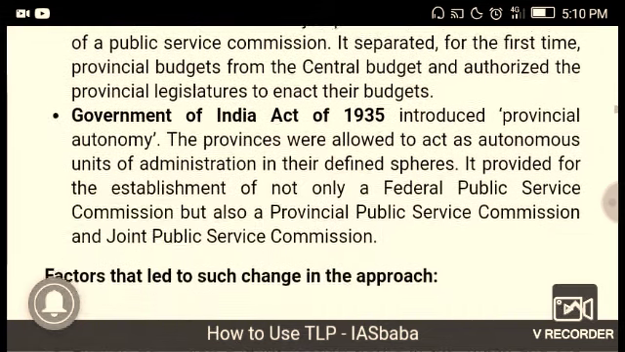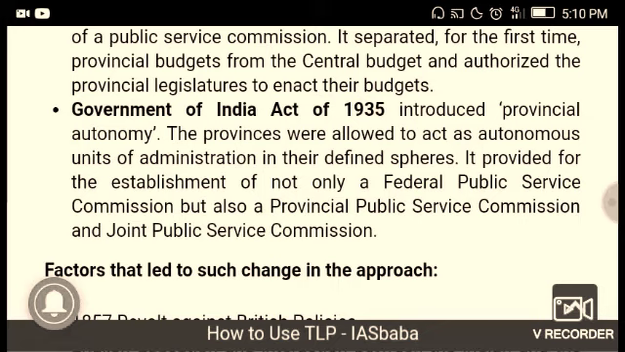Government of India Act of 1935 introduced provincial autonomy. The provinces were allowed to act as autonomous units of administration in their defined spheres. It provided for the establishment of not only a federal public service commission but also provincial public service commissions and a joint public service commission.